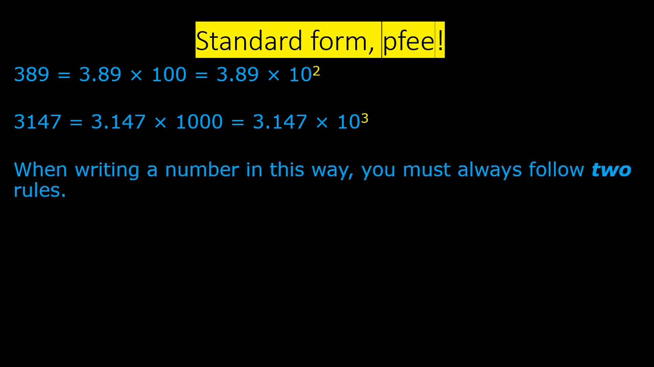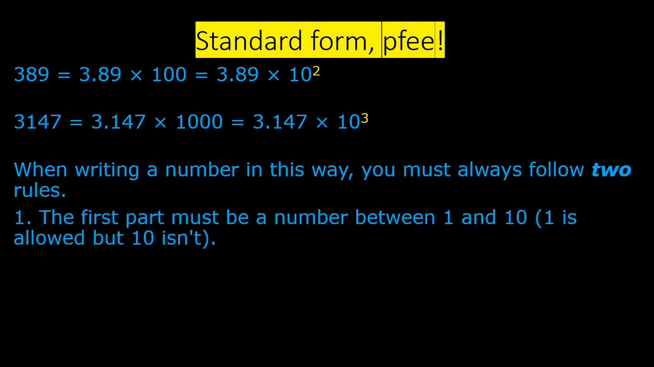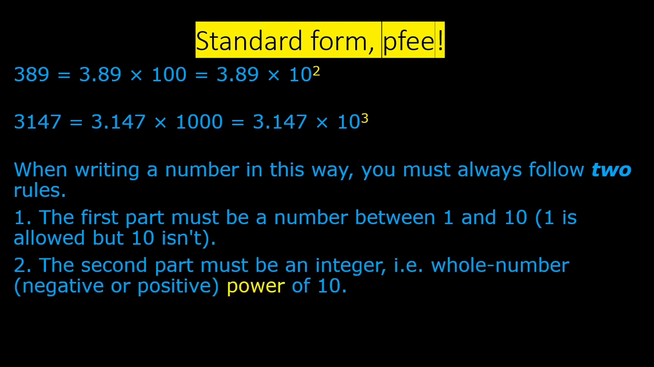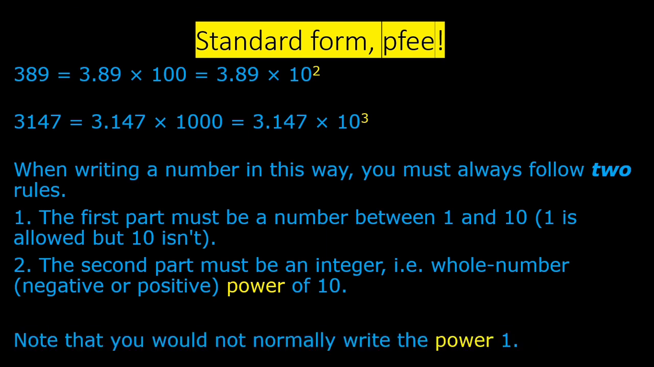All right. So when writing a number in this way, you must always follow these two important rules. The first part must be a number between 1 and 10. 1 is included, 10 is not. The second part, which is the index, must be an integer or a whole number. That is, it can be negative, it can be positive, it can be 0, and it is a power of 10. These are the two important rules which you must follow when converting ordinary numbers into standard form.